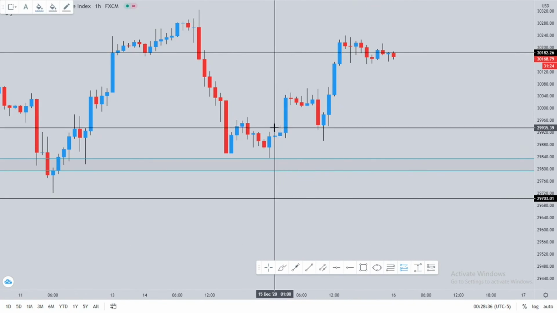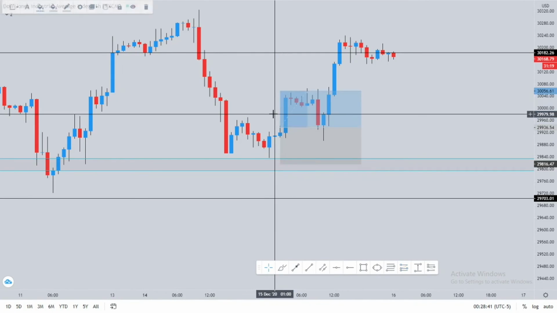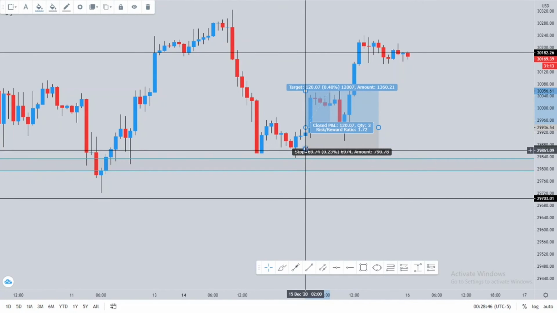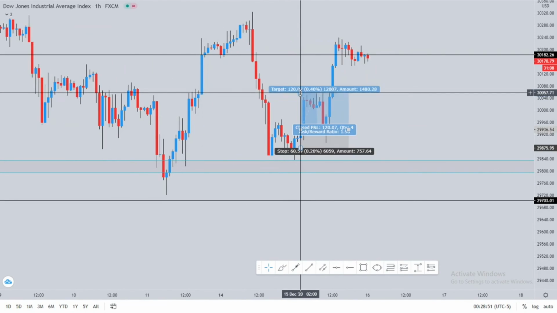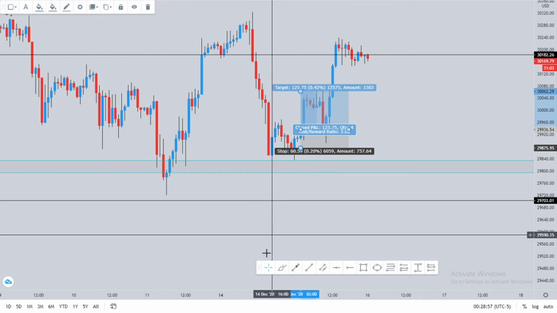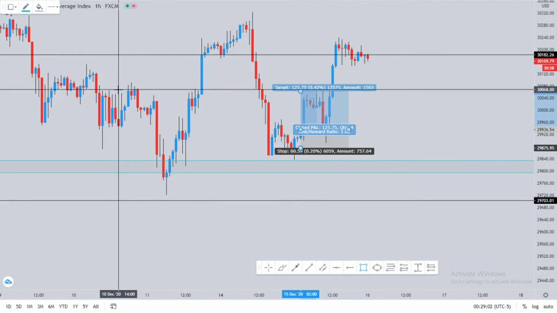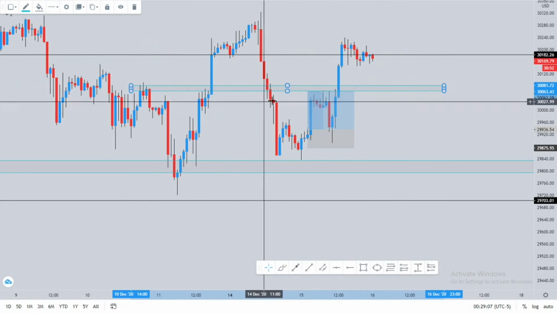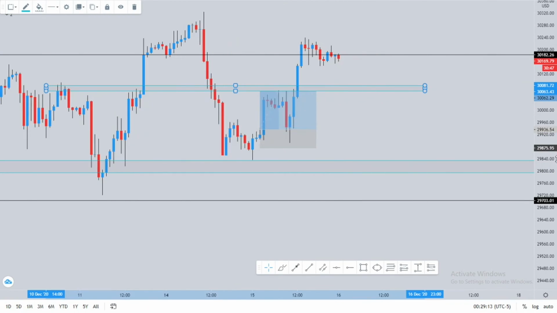So my entry was about, I remember it was 29,936. My stop loss was below the previous candlestick, previous low, which I consider my previous candlestick low. And my take profit was around here. Yes, it was around this level of resistance. So my target was on this level of resistance because I knew that price was probably going to leave some wicks behind before continuing to the upside, which it did.